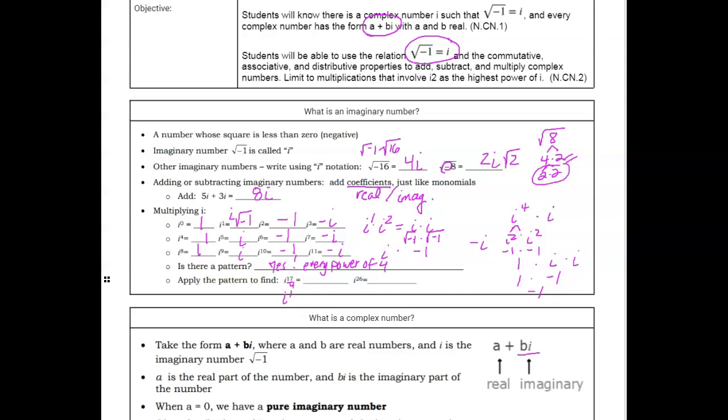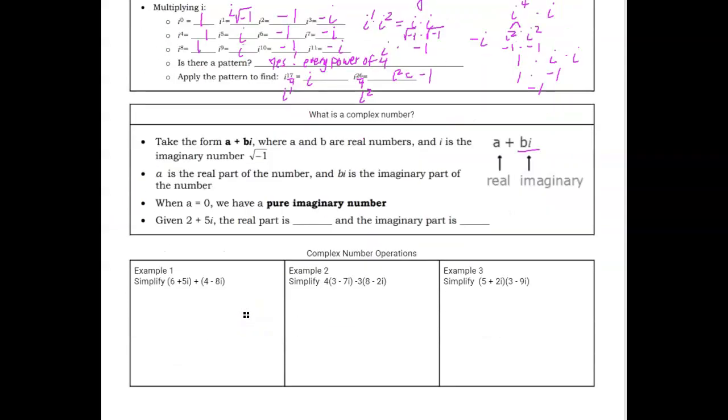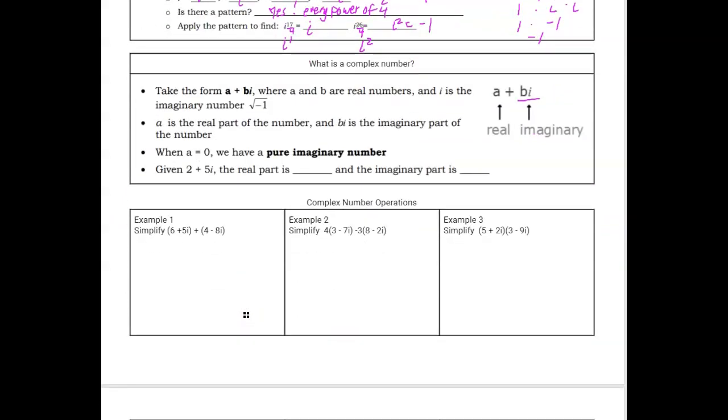So i to the first is our leftover. Same thing, i to the 26th, if I divide by 4, it goes in 24 times, so we're left with 2 of them. So i squared, which is the same as -1. Okay, so we can do huge powers just by knowing that pattern. But we're going to spend most of our time just doing operations.